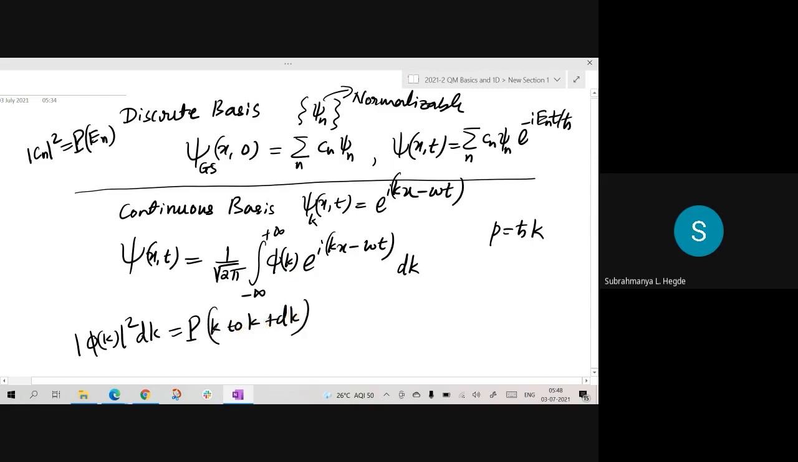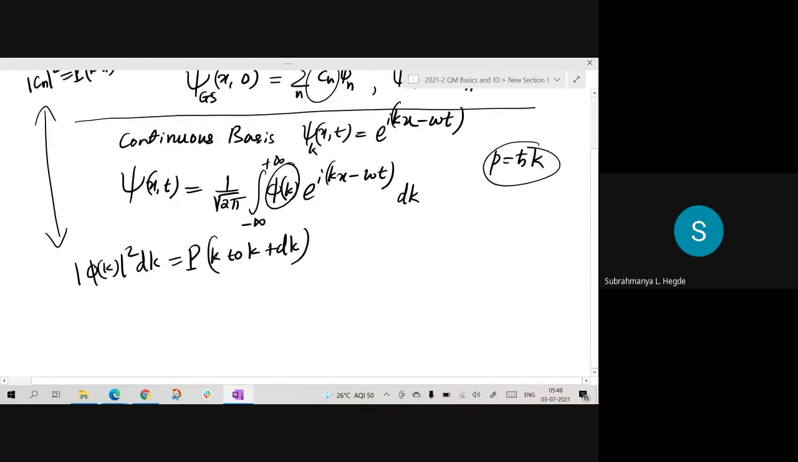Can you find the similarity between these two? Here also it is a coefficient, here also it is a coefficient, but it is a continuous basis. So this variable is continuous here. This coefficient is a continuous function of k, and mod square will give probability density. Actually, mod square into dk will give the probability of finding the particle whose k value is between k to k plus dk, where the momentum is p is equal to h bar into k. Okay, so can you find the similarity?